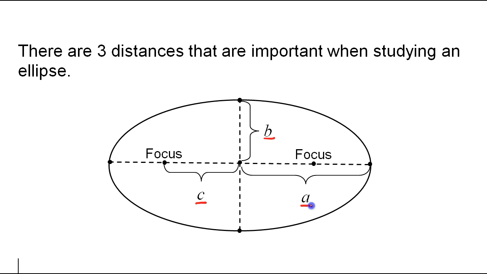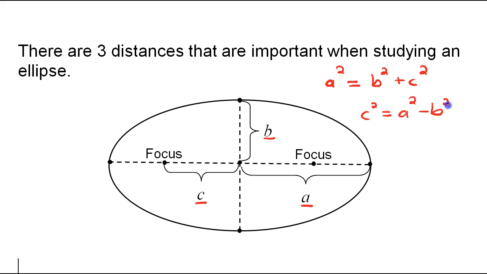Now, there is a relationship between A, B, and C. It's kind of like a Pythagorean relationship, and so having said that, the way to remember it is to just look at your picture and look for the biggest number. In this case it's A squared, or it's A, so our relationship is A squared equals B squared plus C squared. Or if I want to solve it for C squared, I can say C squared equals A squared minus B squared.